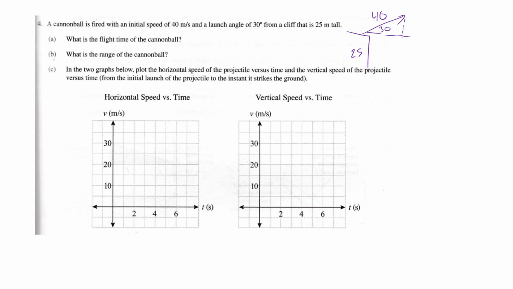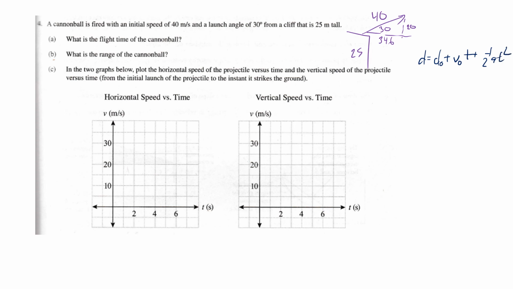Okay, things we know. 30, 60, 90, that's going to be 20 that way, and we're going to have 34.6 the other side. Nice. Okay, so what is the flight time? Well, we're just going to worry about the y direction now. So d is equal to d0 plus v0t plus 1/2 at squared. That's what we're going to do.